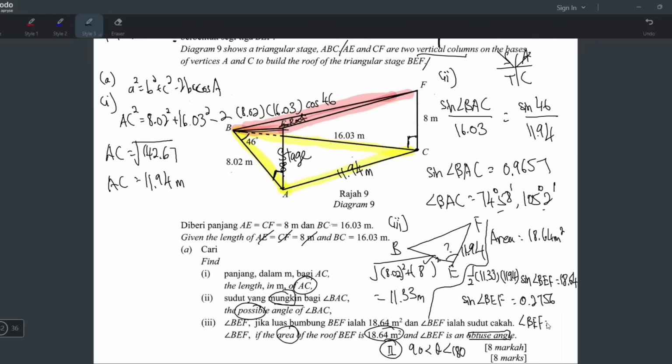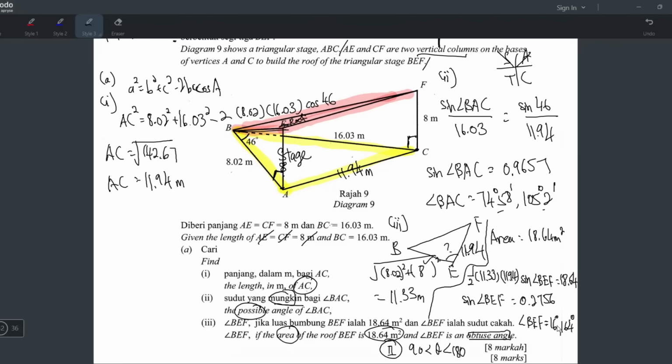But I told you many times, when you tekan shift sine, shift cos, shift tangent, you should always be aware of this. There's actually two answers, because of ASTC, add sugar to coffee. So for sine positive, you have another answer in quadrant 2. And to get that answer, you have to take 180 minus. Okay, so you get 164 degree.